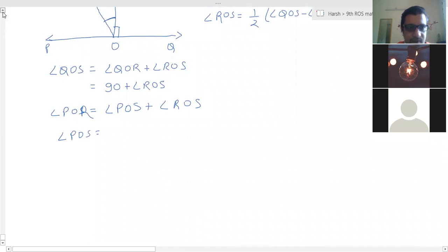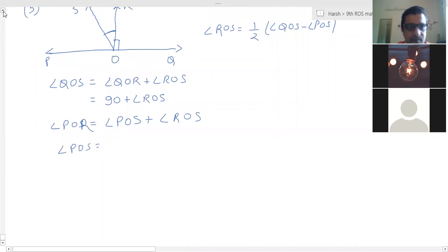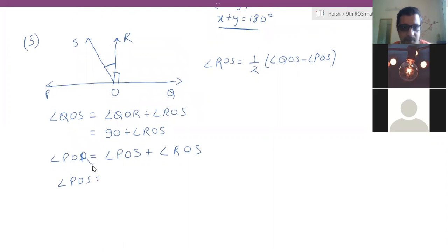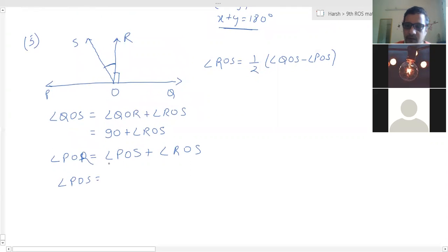Okay, let me see the diagram. Wait. Sir, can you repeat what you did, sir? Because the connection got cut. I'm coming with a different device now. You see what we are doing. First, POS is equal to angle POR minus angle ROS, equal to 90 minus angle ROS. So angle POS is equal to 90 minus angle ROS.